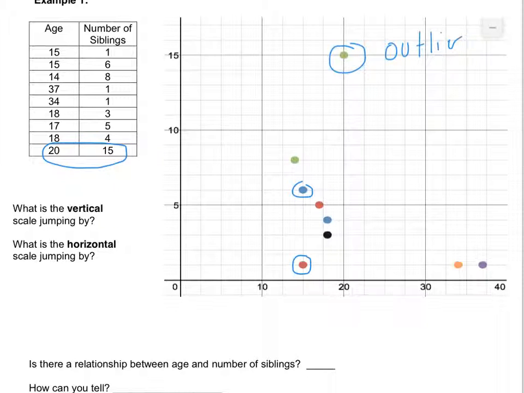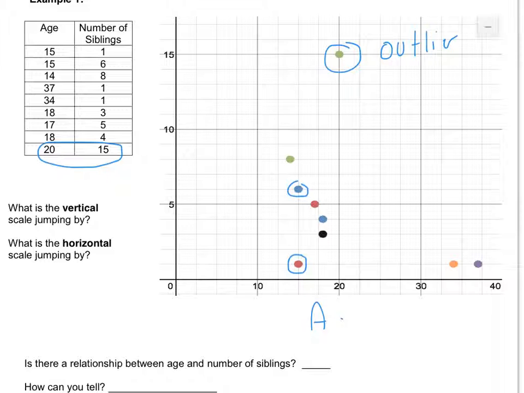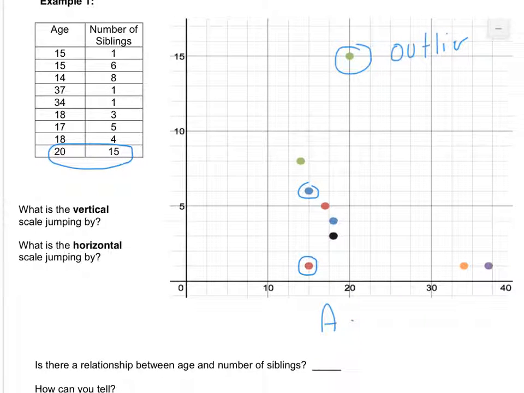Now, before I started talking about these points, I should have labeled my axes. So you should know that my x-axis is along the horizontal. It's also known as the horizontal axis, which is this one right here at the bottom. So my pointer's not working. This one is my x-axis. So that's where age is. And along my y-axis, which is my vertical axis, I should write the label number of siblings.